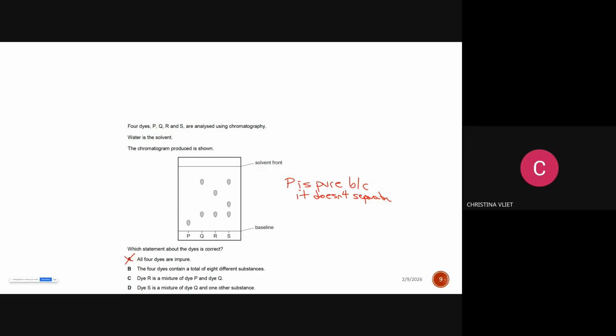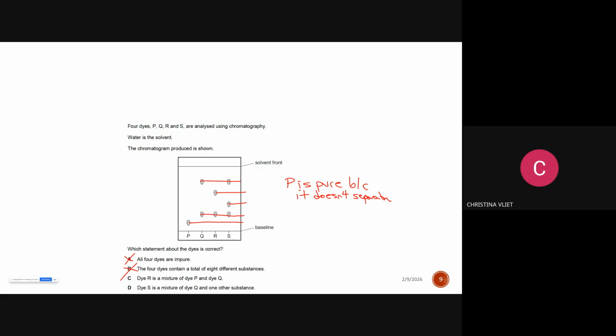The 4 dyes contain a total of 8 different substances. And so the idea here is that each different substance would land at a different spot, like would travel to a different overall spot. How many different substances do you see here? I see 1, 2, 3, 4, 5. Because 5 different distances are traveled. So that means that there's 5 different substances. And so, not 8.